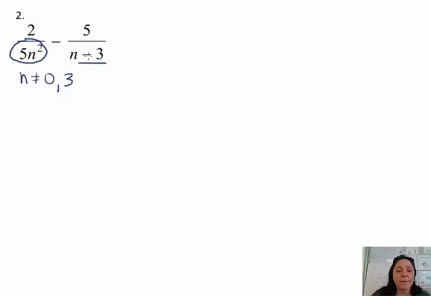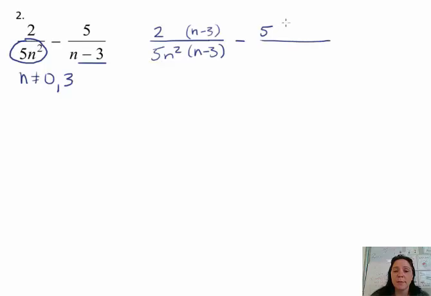There are no common factors here, so I am just going to need to multiply 2 over 5n squared by 1 in the form of n minus 3 over n minus 3. And I'm going to need to do the same for the other side, multiplying by 5n squared to get into a common denominator.